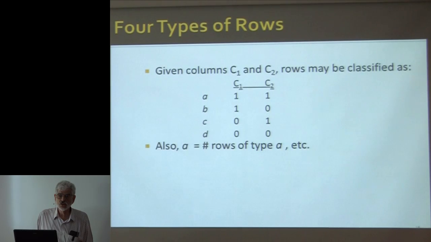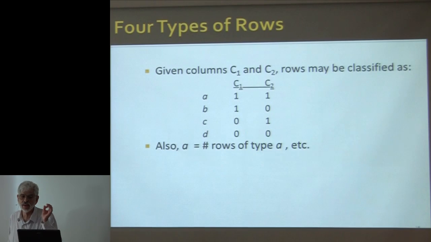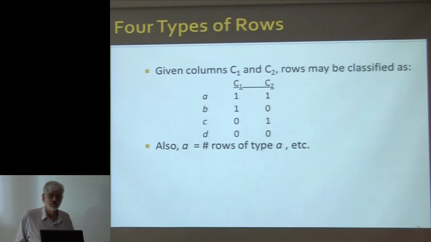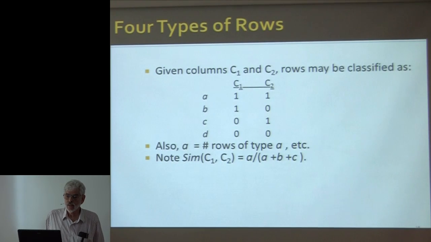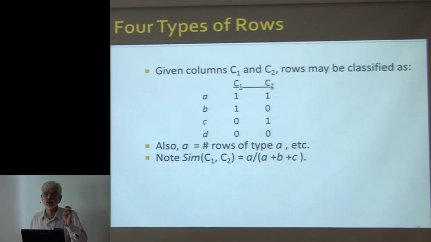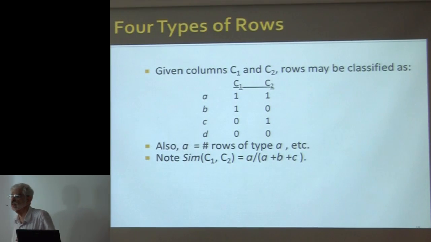And then just to abuse the notation a little bit more, I want to use variable A to represent the number of rows of type A, and same for B, C, D. Now, by the way, the similarity of two columns is A divided by A plus B plus C, right? Because A is the size of the intersection, A plus B plus C is the size of the union.